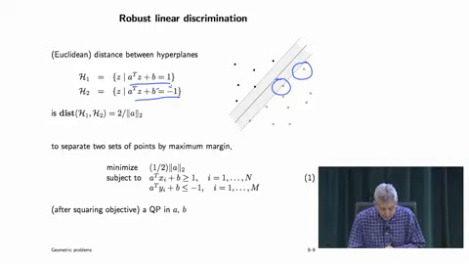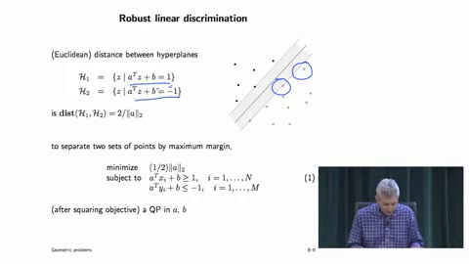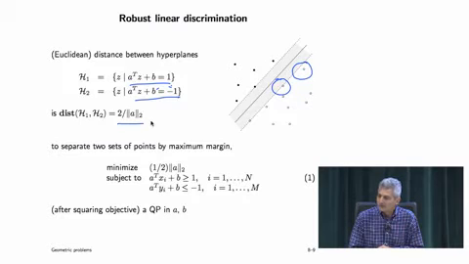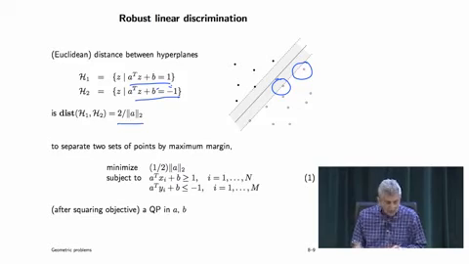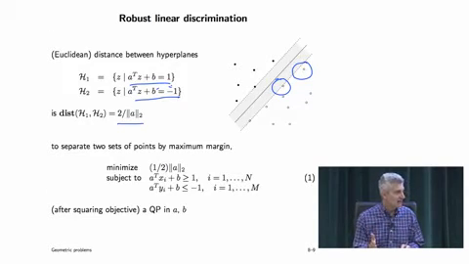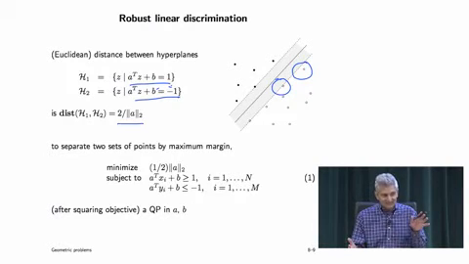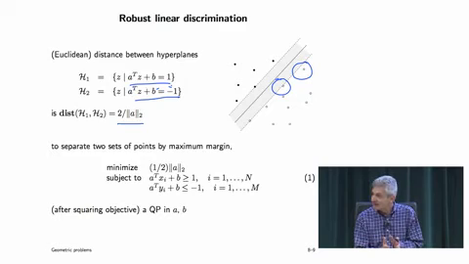Okay. Completely reasonable, right? But the width of this slab is exactly 2 over the norm of a, right? I mean, if the norm of a were 1, then a^T x + b literally is the signed distance to the hyperplane. If the norm of a is big, then in fact this slab is small, right?